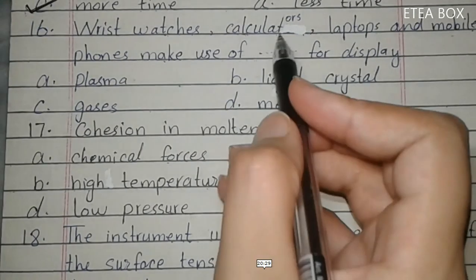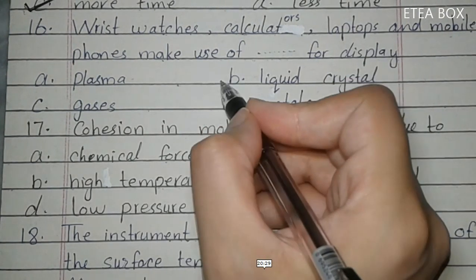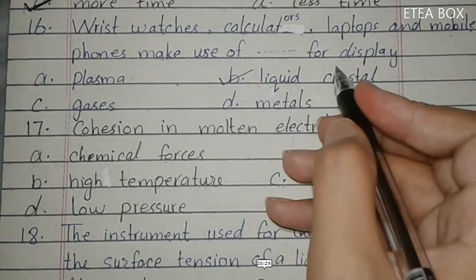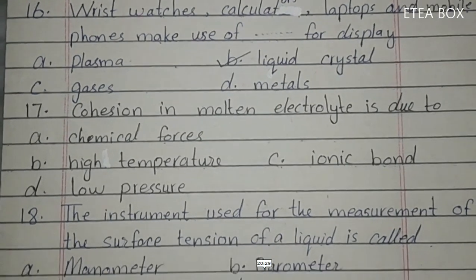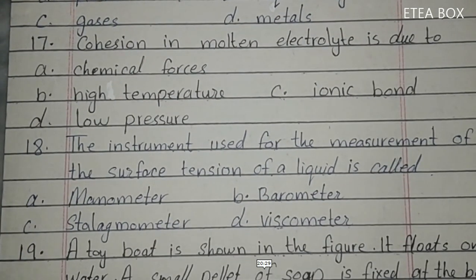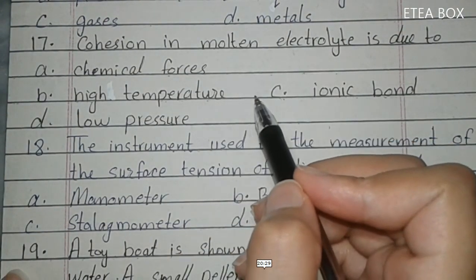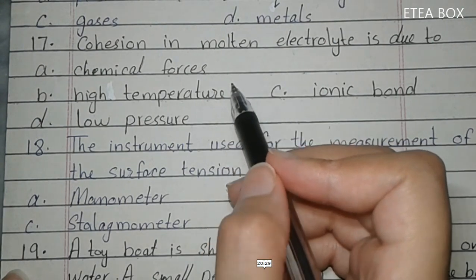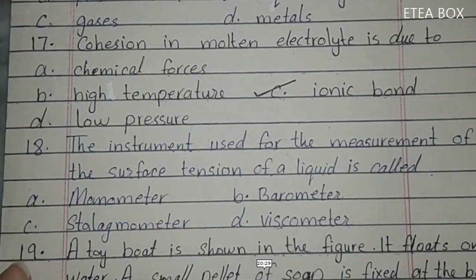Wristwatches, calculators, laptops and mobile phones make use of the liquid crystal for the display. Liquid crystals are used in the display of wristwatch, calculator, etc. Next one. Cohesion in molten electrolytes is due to. Now we know that electrolytes are mostly ionic compounds. So when they are molten, their cohesion forces will be due to ionic bond. Option C is correct.